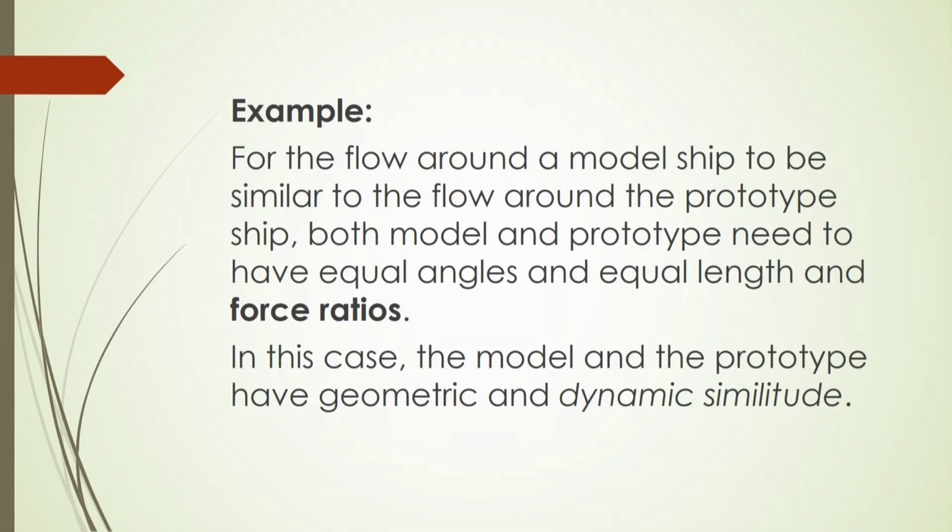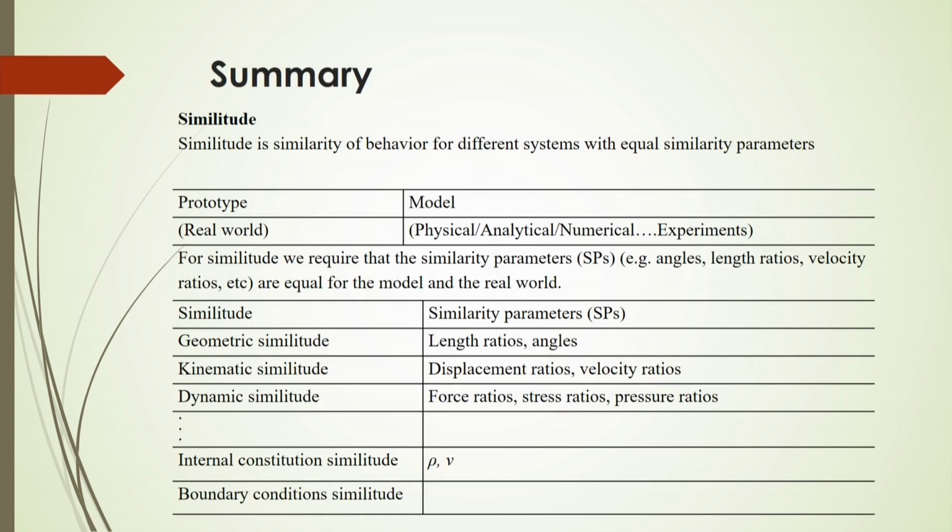Now, for the flow around a model ship to be similar to the flow around the prototype ship, both model and prototype need to have equal angles, equal lengths and equal force ratios. Then only you can say that the model and the prototype have geometric and dynamic similarity. Like in this case, if I go to the summary of the similarities, it is the similarity of the behavior of different systems with equal similarity parameters, like this prototype and model.